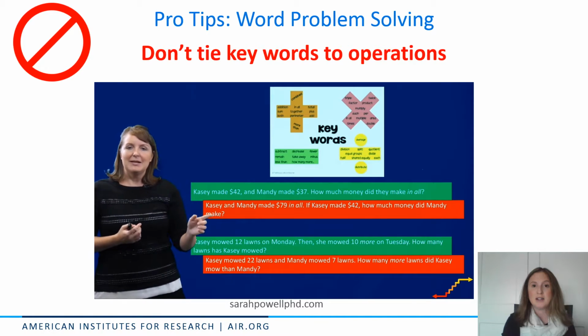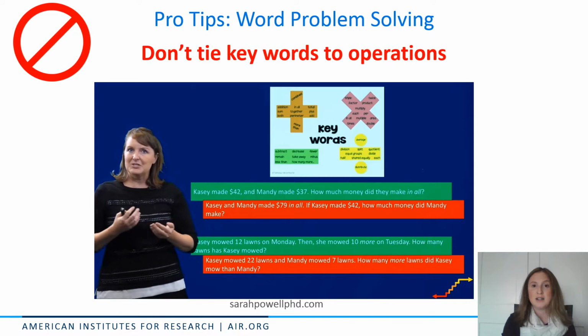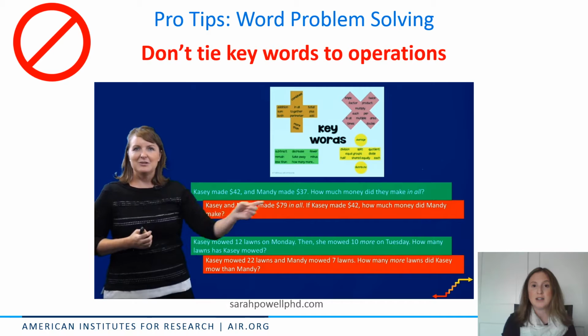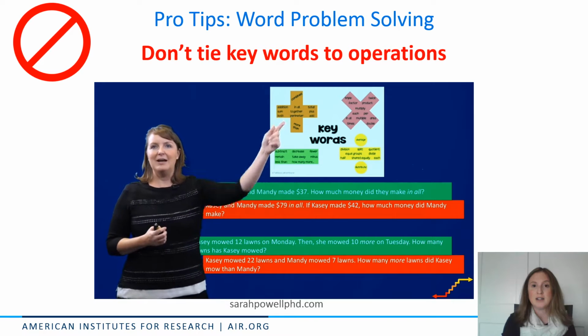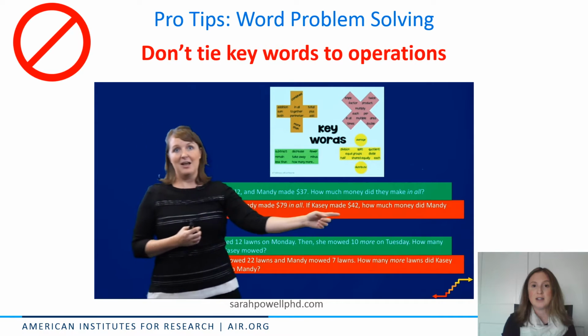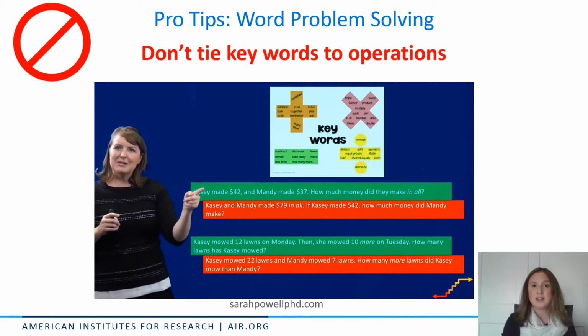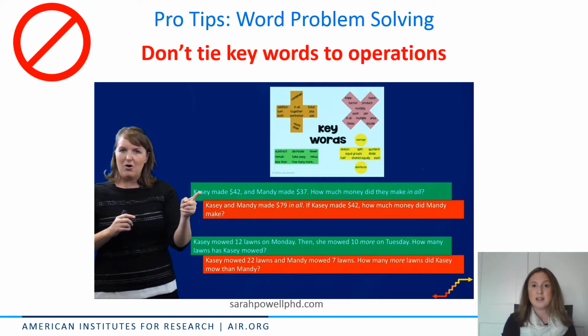But look at this one. Casey and Mandy made $79 in all. If Casey made $42, how much money did Mandy make? So here's in all, I'm going to add, but when I add 79 and 42, we are not going to get the correct answer to the problem. So here's an example where the key term in all works. Here's an example where in all doesn't work.